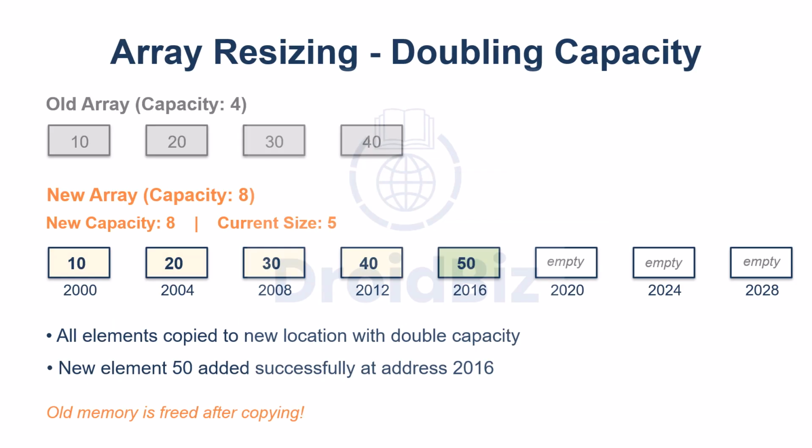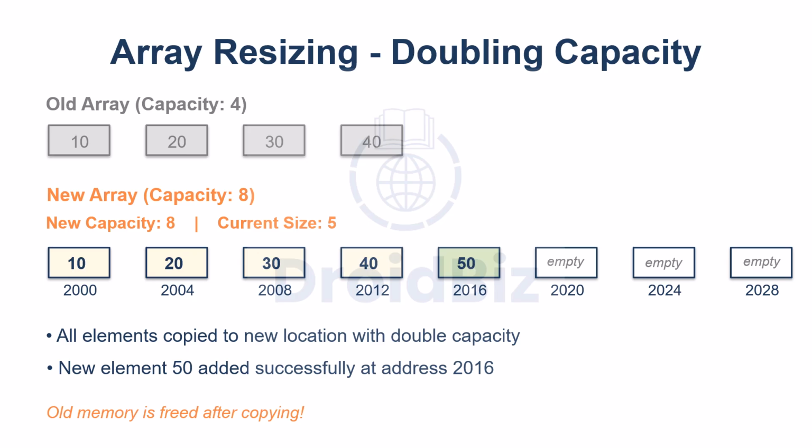Now let's see the magic of dynamic array resizing in action. At the top, you can see the old array with capacity 4, which is now full. When we try to add a fifth element with value 50, the dynamic array automatically creates a new larger array. The new array has double the capacity, which is 8 elements, and it's located at a completely different memory address, starting at 2000. Here's what happens during resizing.